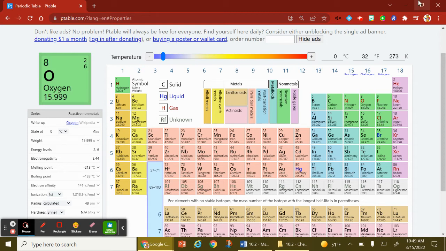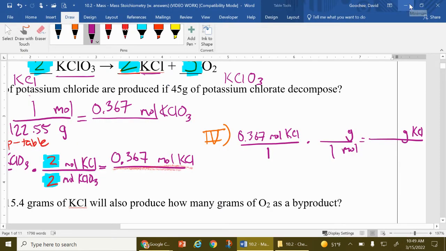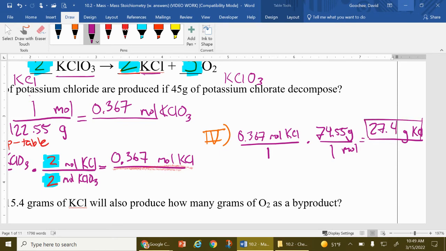So it's 74.55 grams per mole. 74.55 grams for every mole. So I'm multiplying 0.367 times 74.55, and I get as a final answer 27.4. There we go. My answer is we will produce 27.4 grams of KCl. Final answer.